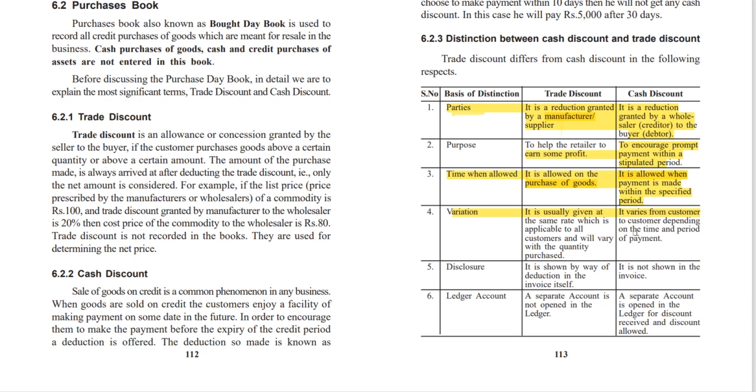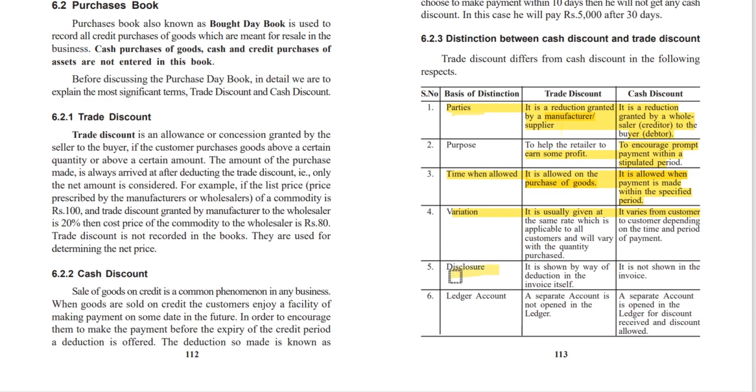But when it comes to cash discount, it varies from customer to customer depending on the time and period of payment. Cash discount is not the same for everyone. If I am paying on time, I may get some discount. If somebody is not paying on time, that person may not get the discount. That is how cash discount varies depending on the customer's payment period.